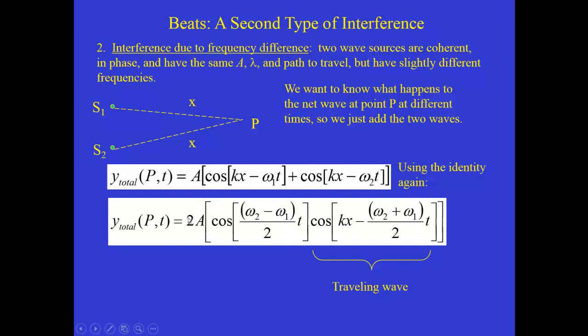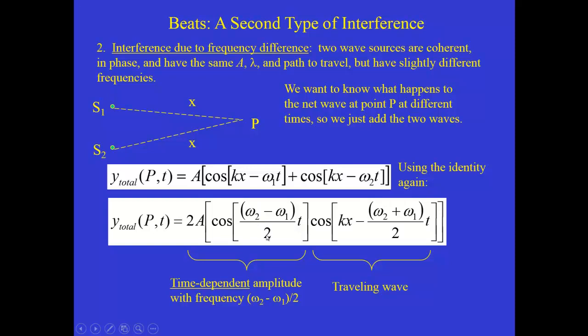But notice that the term out in front is now an amplitude, but it depends on time. It's a time-dependent amplitude. And this is why I call this phenomenon interference in time, because this term will vary in time with a frequency equal to half the difference of the frequencies between the two sources.